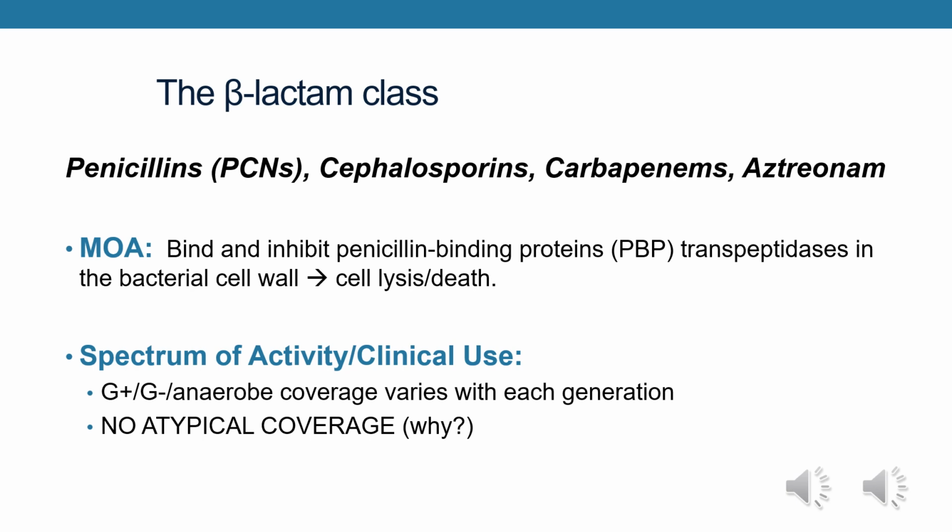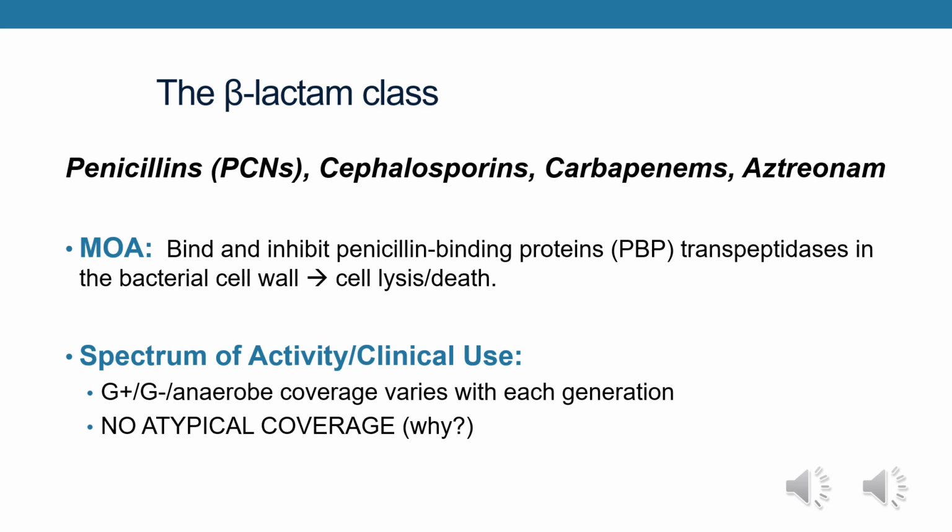There are many drugs in the beta-lactam class alone, so the best way to keep them straight is to group them into classes and learn the characteristics of each class. These classes include the penicillins, cephalosporins, and carbapenems, in addition to the one monobactam antibiotic we have called aztreonam. These medications all work by binding and inhibiting the penicillin binding proteins in the bacterial cell wall, leading to lysis and death of the bacteria.